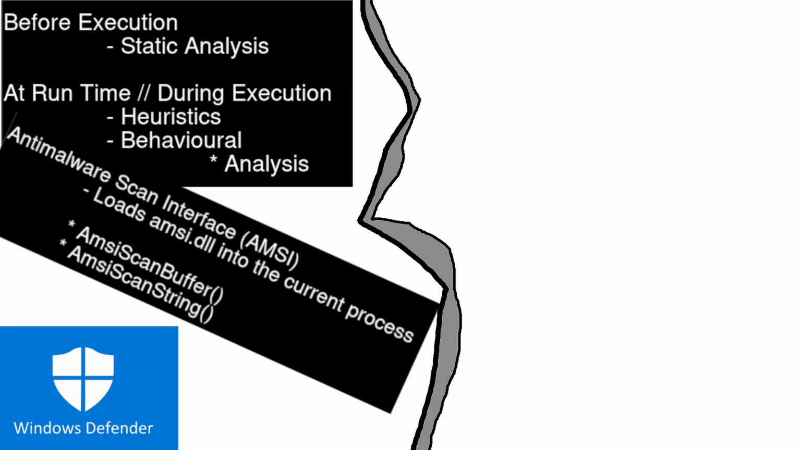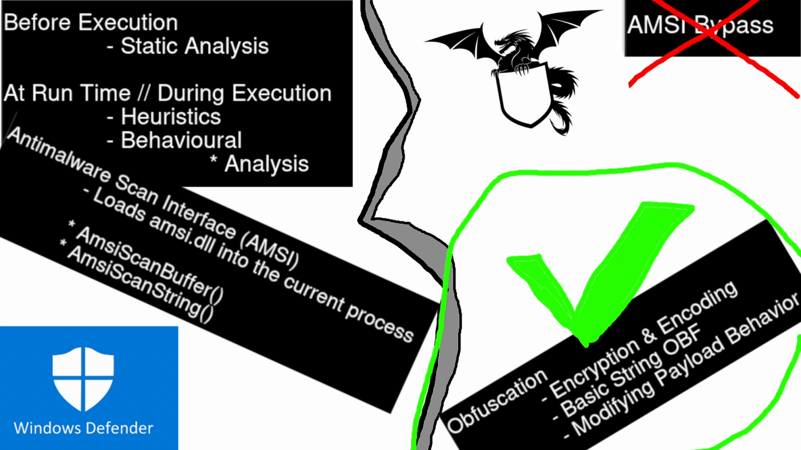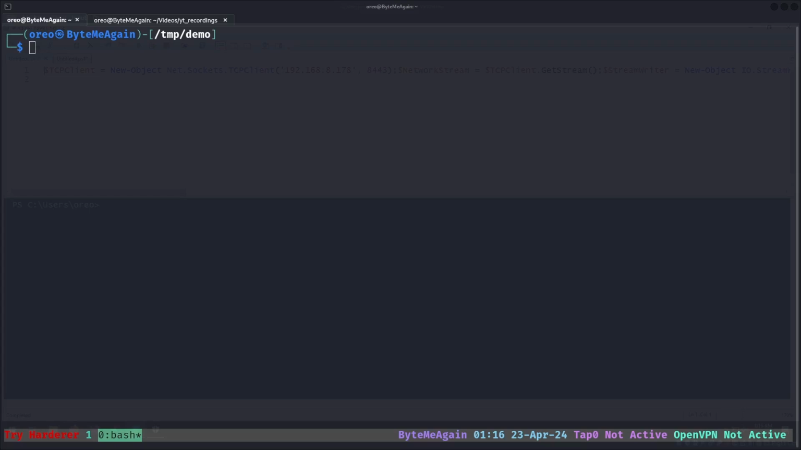Getting weaponized PowerShell around Windows Defender will require a mix of obfuscation and AMSI bypass. When obfuscation is solid enough, the AMSI bypass might not be necessary. Before using the obfuscated payload, we're first testing it in a personal lab.